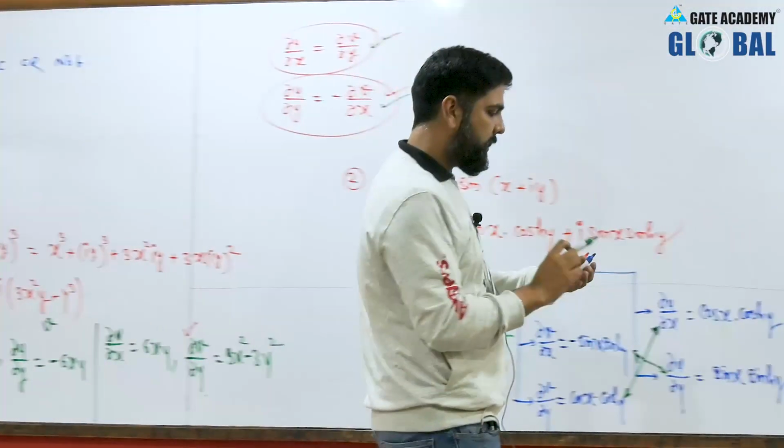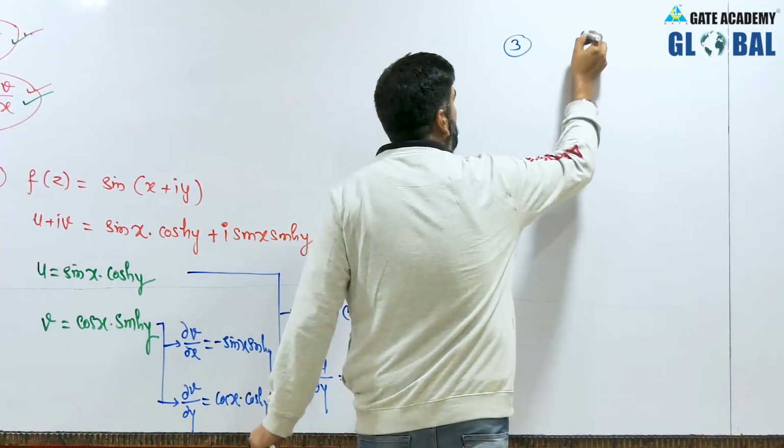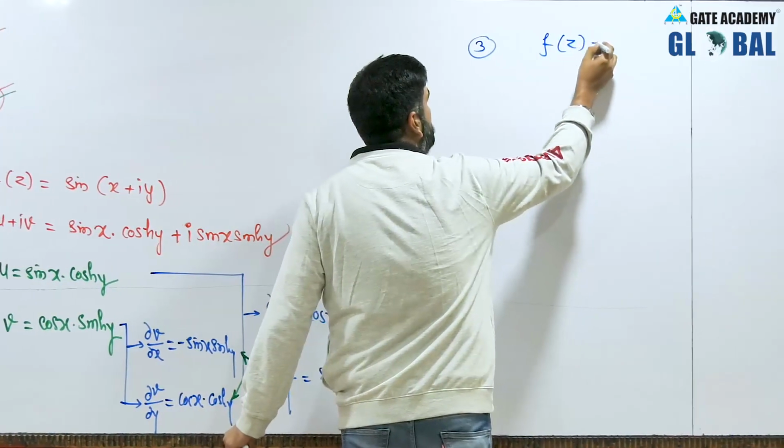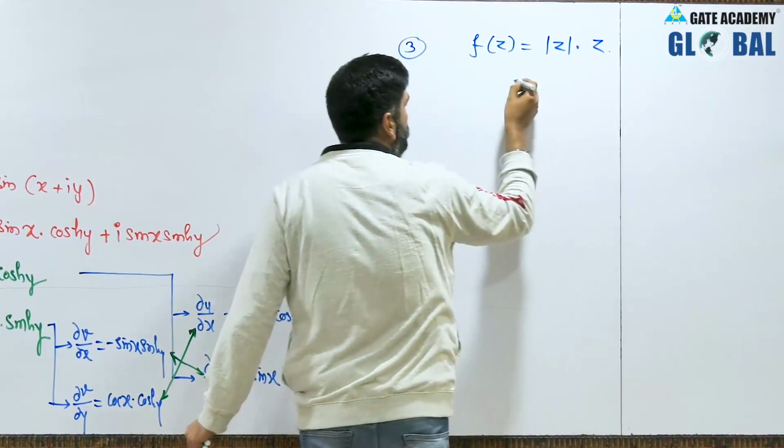So let us have number 3, my dear students. Here in number 3 I am having f(z) is equal to mod z into z. So what is the value of mod z?